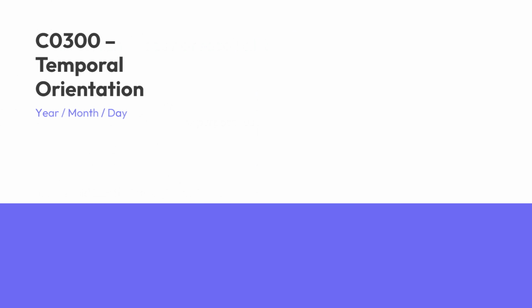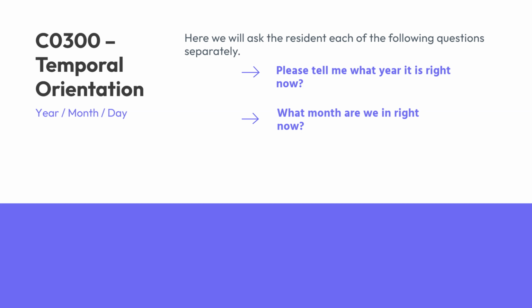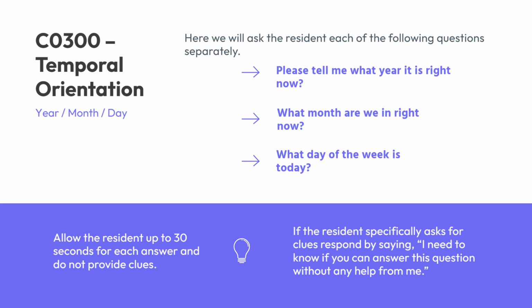Following will be item set C0300, temporal orientation. Here we will ask the resident each of the following questions separately. Please tell me what year it is right now. What month are we in right now? And what day of the week is today? Allow the resident up to 30 seconds for each answer, and do not provide clues. If the resident specifically asks for clues, respond by saying, "I need to know if you can answer this question without any help from me."